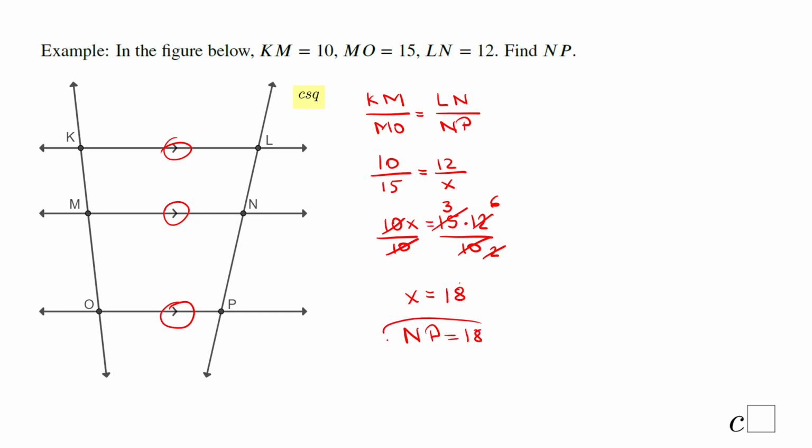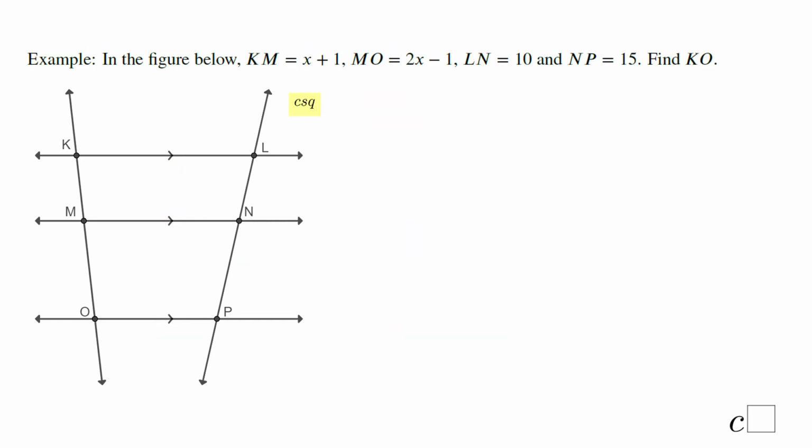A last piece of advice, you want to check if the answer is reasonable. So this is 10, MO is 15, LN is 12, and this is 18. I think the picture itself and this number allows us to see that this answer is reasonable.